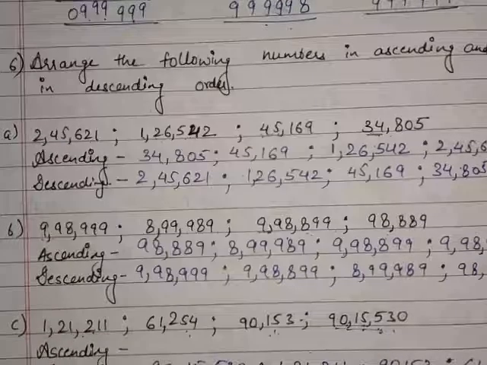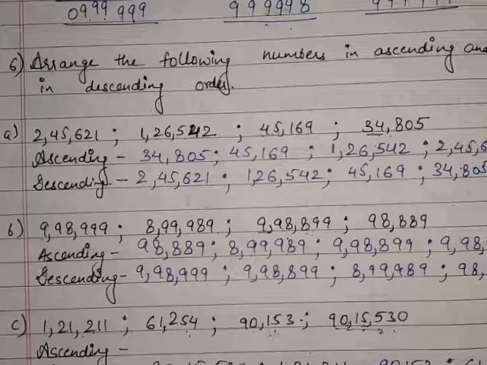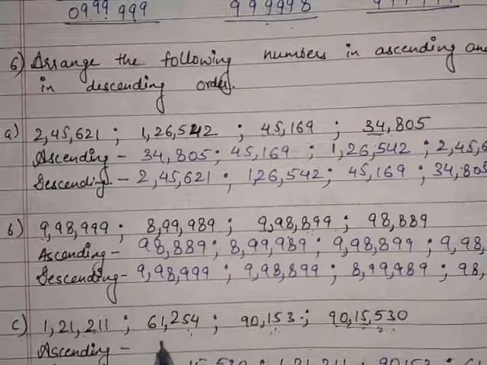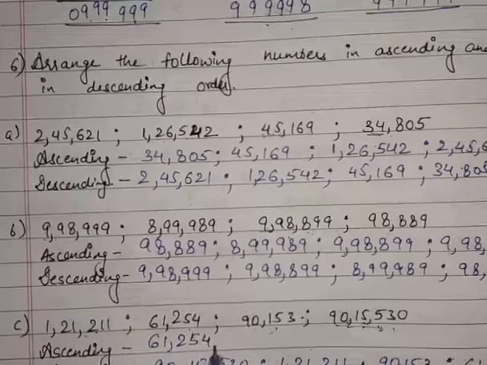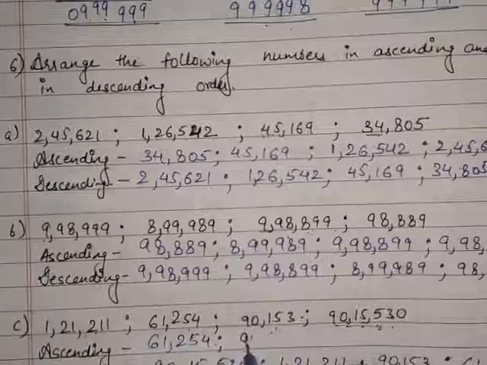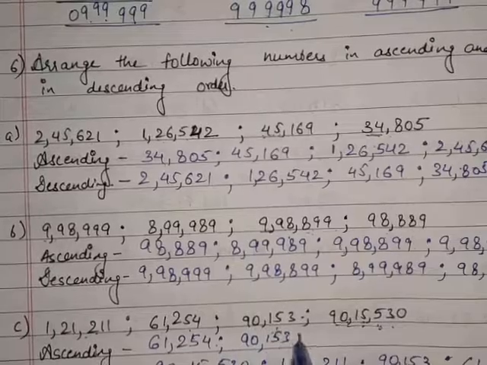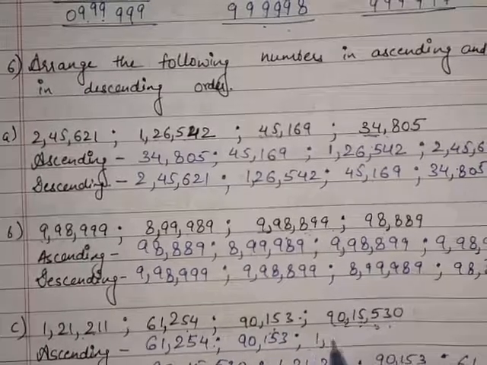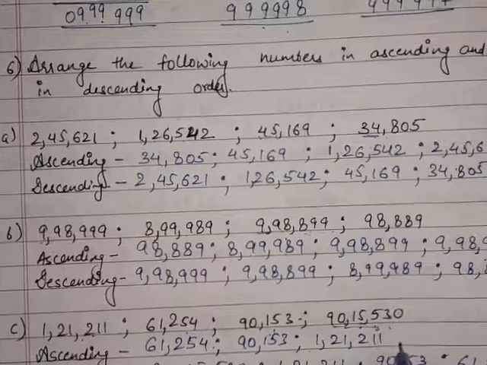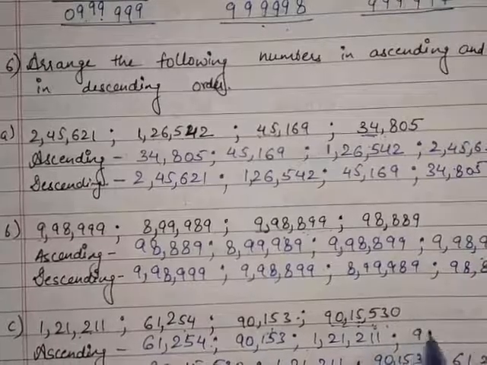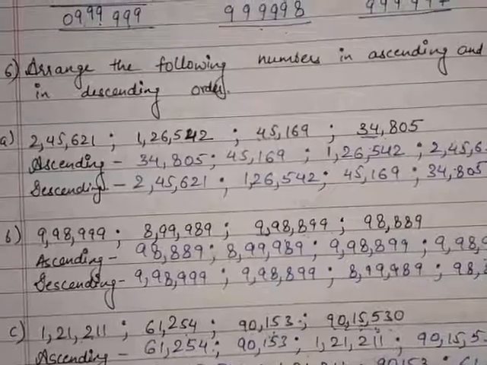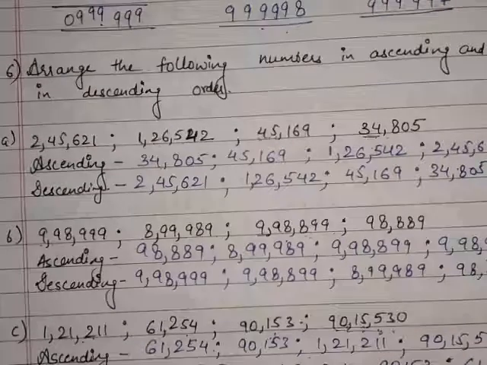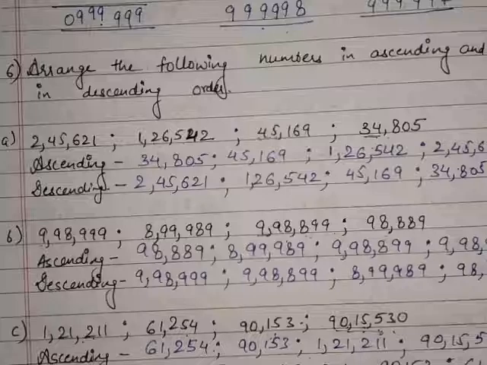This one. Now we will write the opposite of this number. So we will get the number in ascending order. Ascending order means small to big. So the smallest number will be 61,254. Then bigger than this 90,153. Then bigger than this 1,21,211. Then bigger than this 90,15,530. Okay. We have arranged the number in ascending and in descending order.